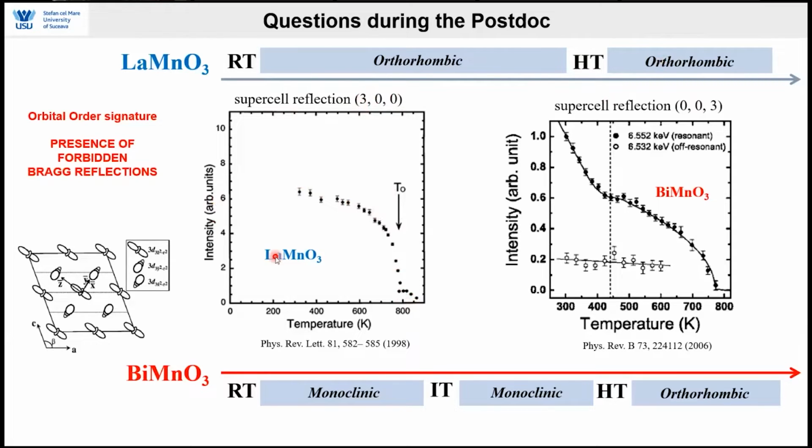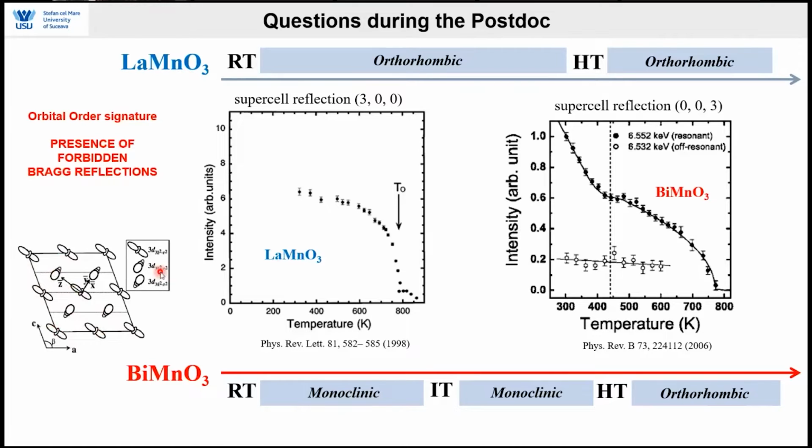Now, in lanthanum MnO3, this change from orthorhombic to orthorhombic was actually attributed to orbital order. I'll explain in a second, but the manganese orbitals arrange differently in the crystal structure. Some orbitals point this way, some point up, so you have this type and that type. But this story in lanthanum MnO3 was fully explained by numerical calculations, experiments, and phenomenological calculations.